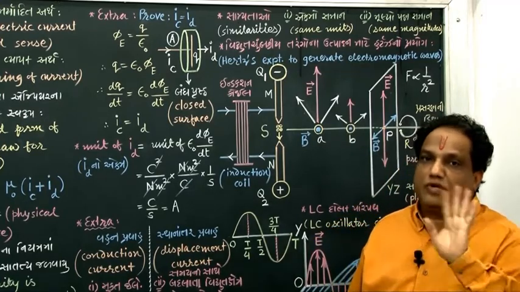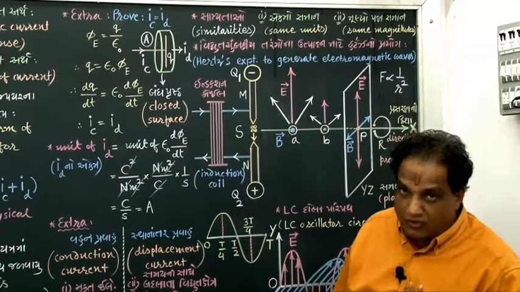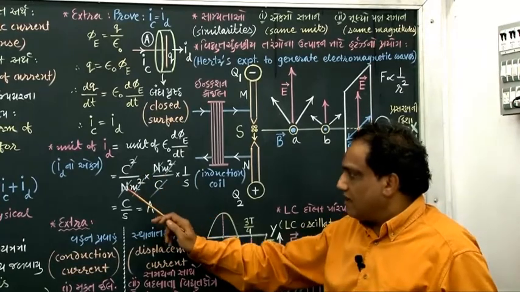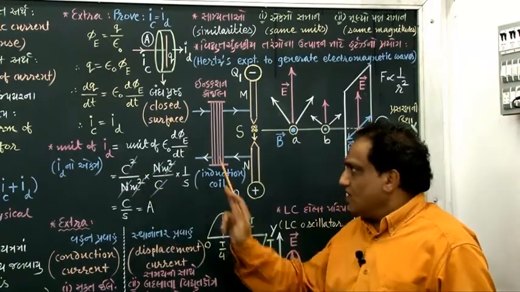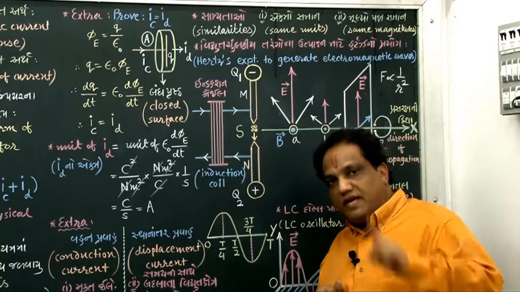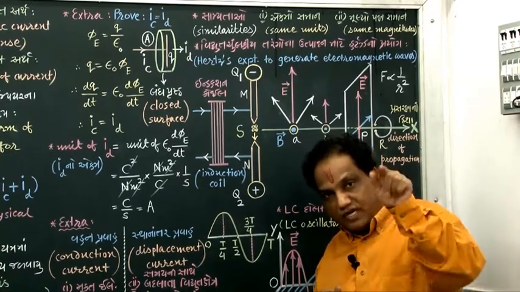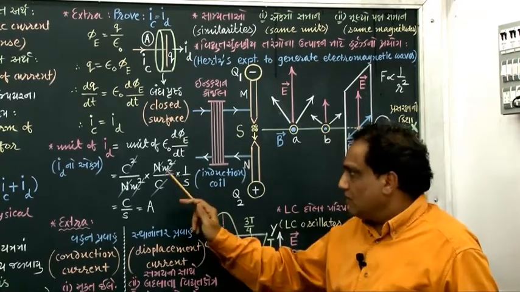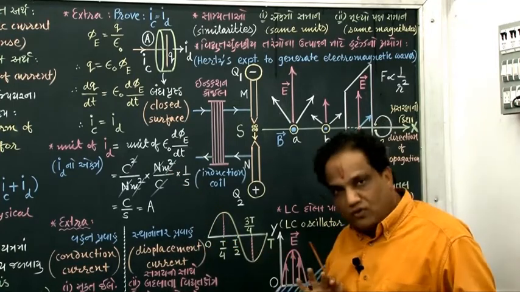Coulomb square upon Newton meter square. What about electric flux? It has the unit Newton into meter square upon Coulomb.